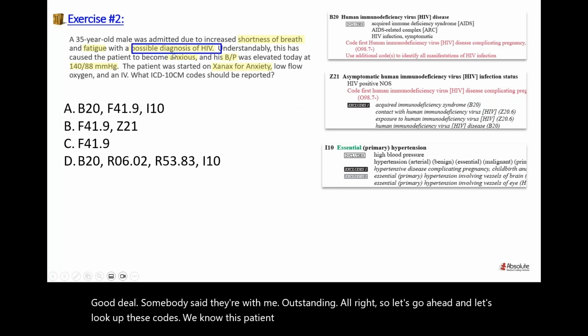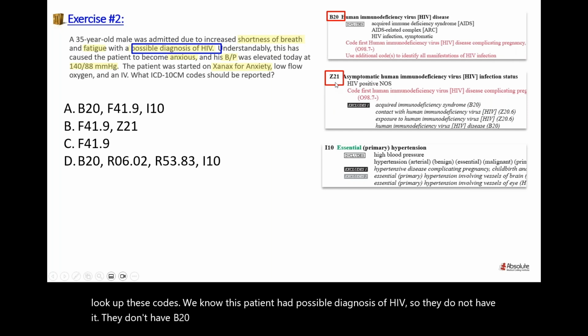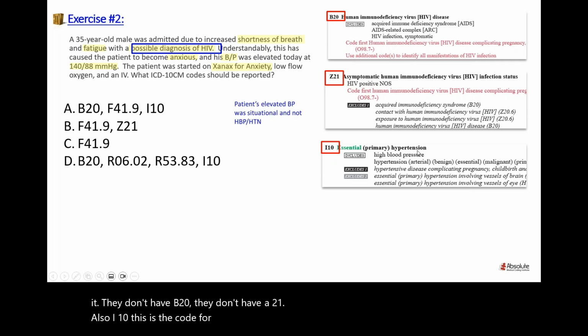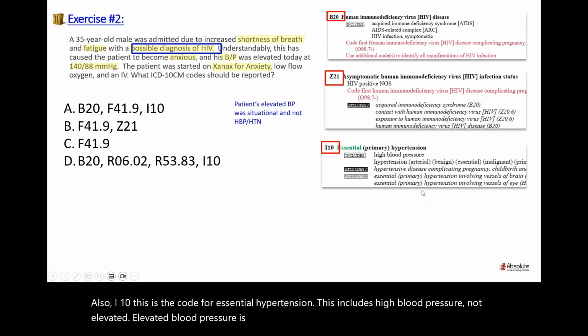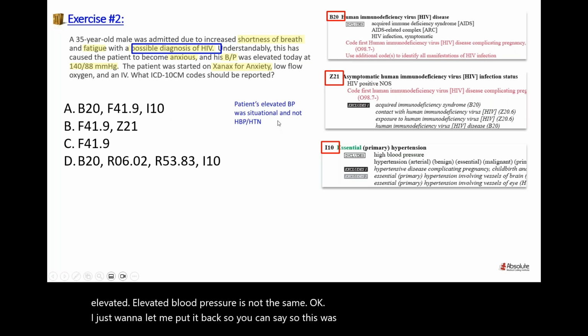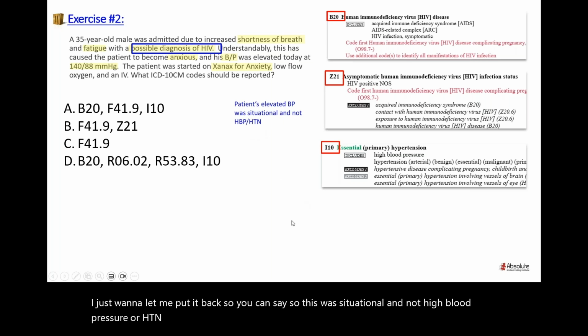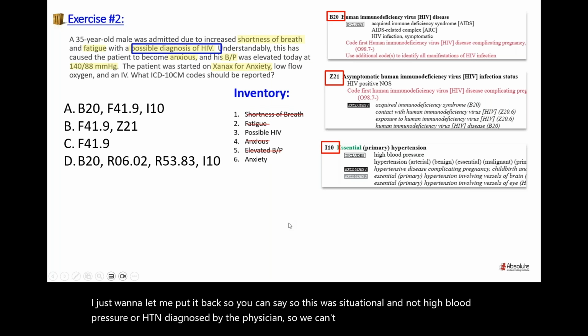We know this patient had a possible diagnosis of HIV, so they do not have it. They don't have B20, they don't have A21. Also, I-10 is the code for essential hypertension. This includes high blood pressure, not elevated. Elevated blood pressure is not the same. This was situational and not high blood pressure or HTN diagnosed by the physician, so we can't code it.